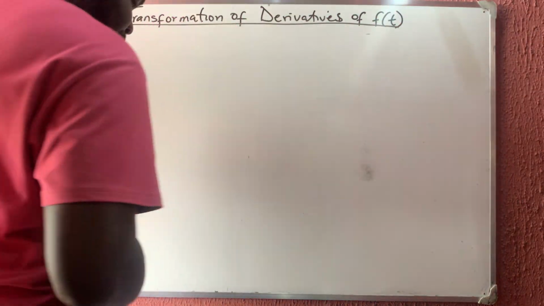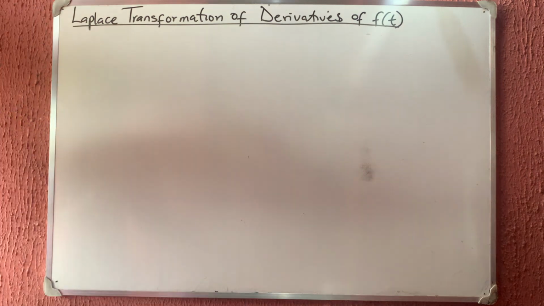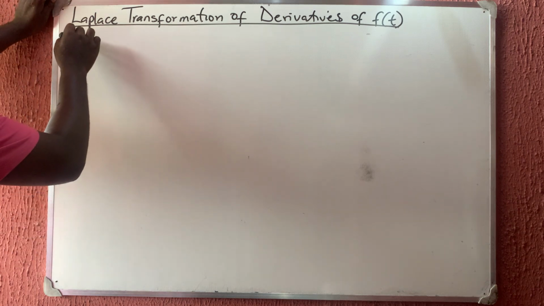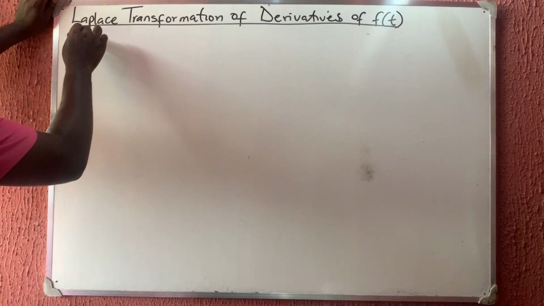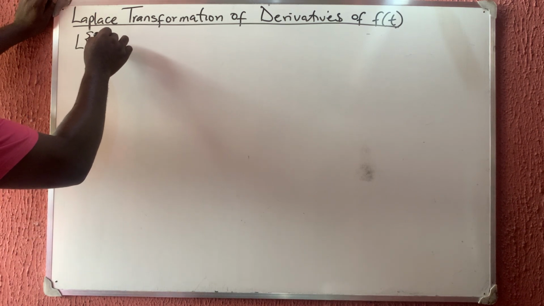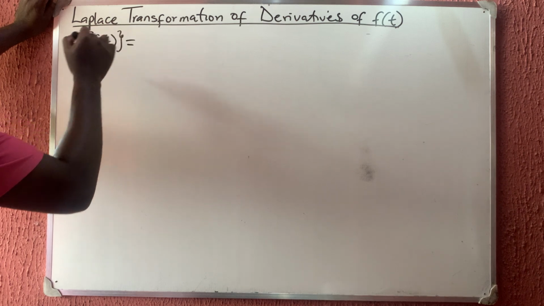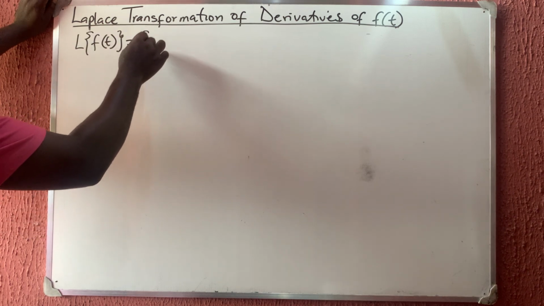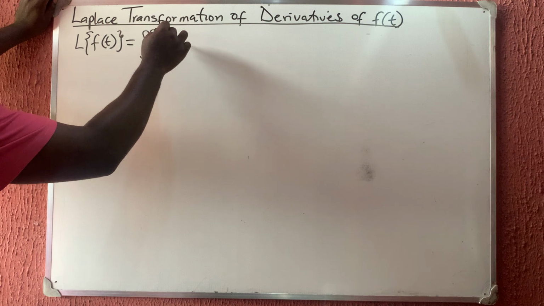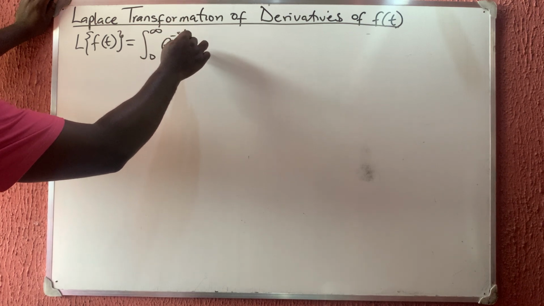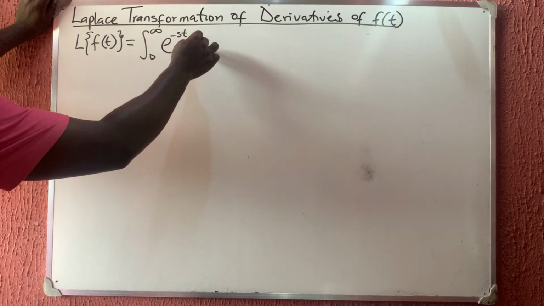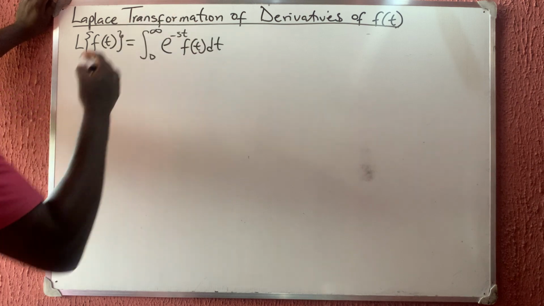In this video, we'll be talking about the concept of Laplace transformation of derivatives. Normally, we know that the Laplace transformation of f of t is equal to the integral from 0 to infinity of e raised to power minus st, times that same f of t dt. This is the general form.